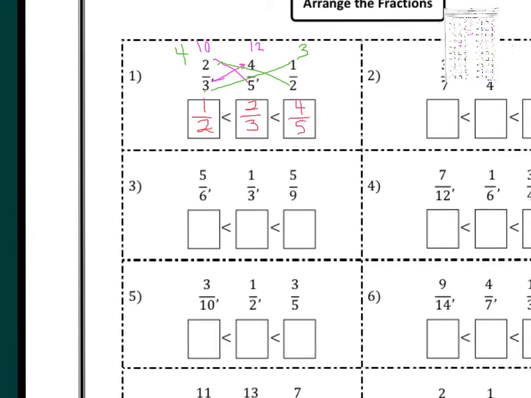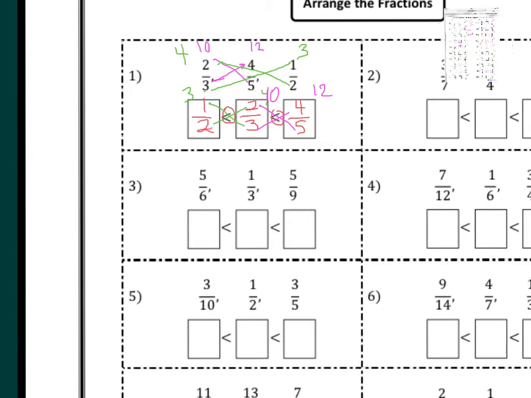I need to go from least to greatest. Okay, so after I compared it, I found that 1/2 was less than 2/3, and 2/3 was less than 4/5. That's what these symbols here are saying. When you read it in order, 1/2 is less than 2/3, and that is less than 4/5. And then when you're done, you can just double check. 2 times 2 is 4. 3 times 1 is 3, so that's good. And then 3 times 4 is 12. 5 times 2 is 10, and that's good.